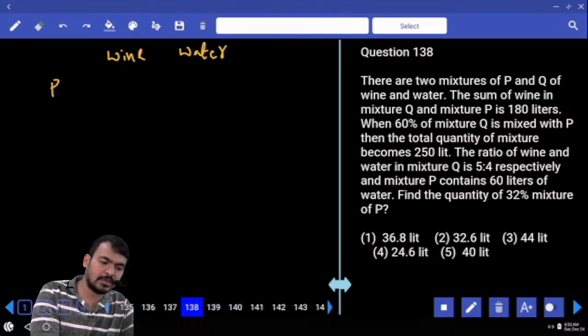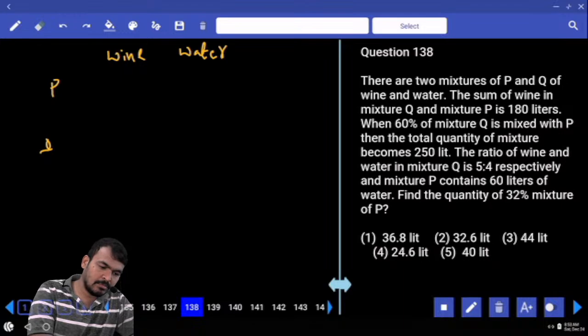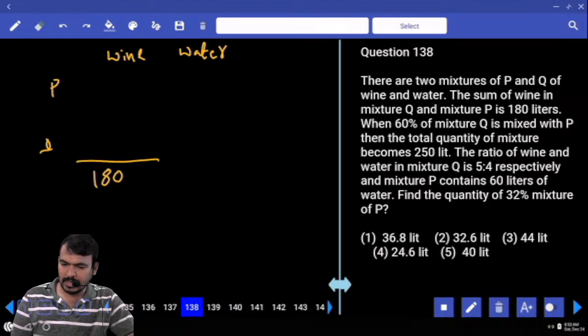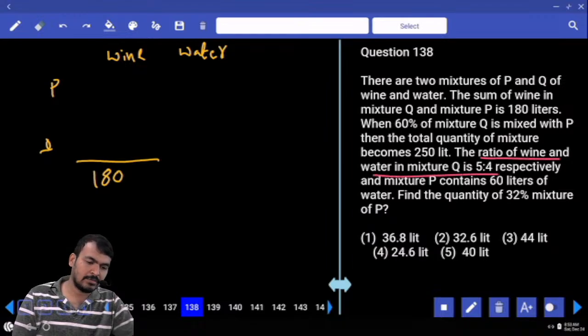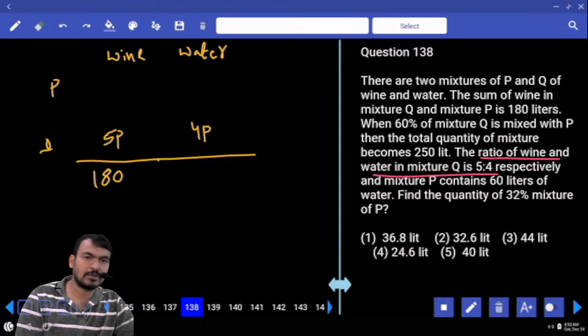One is mixture P, another one mixture Q. The sum of the wine in mixture Q and mixture P is how much? 180. And when 60% of the mixture Q is mixed with P, then the total quantity of mixture becomes how much? 250 liters. The ratio of the wine and water in mixture Q is 5:4. Means mixture Q wine is 5 parts, water is 4 parts.